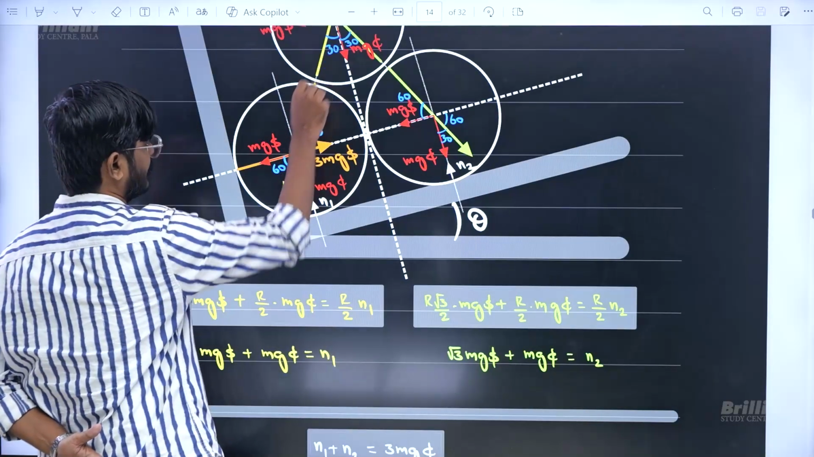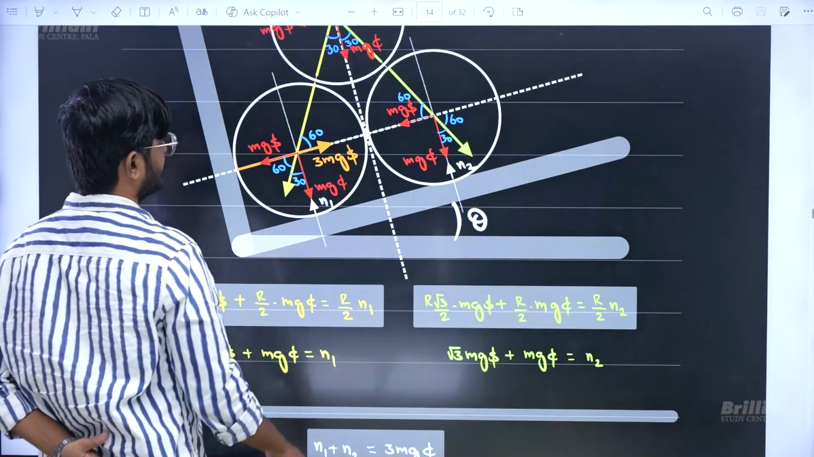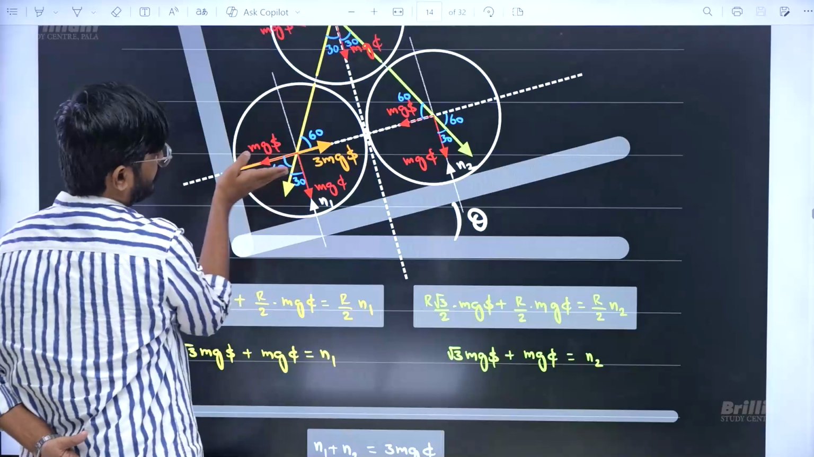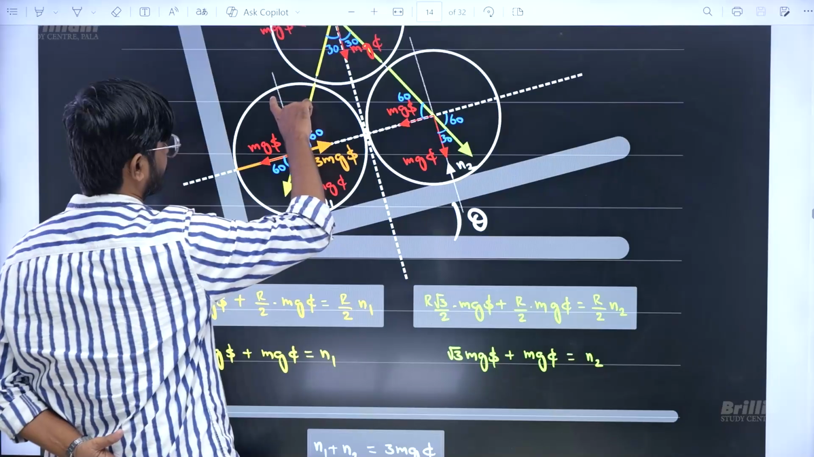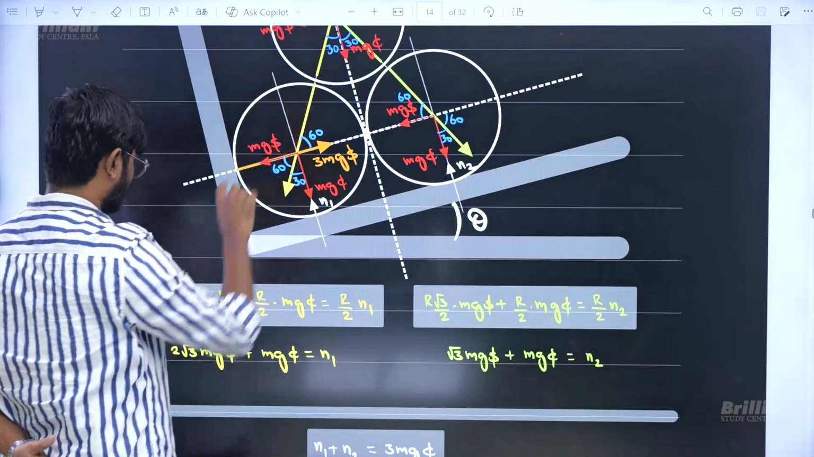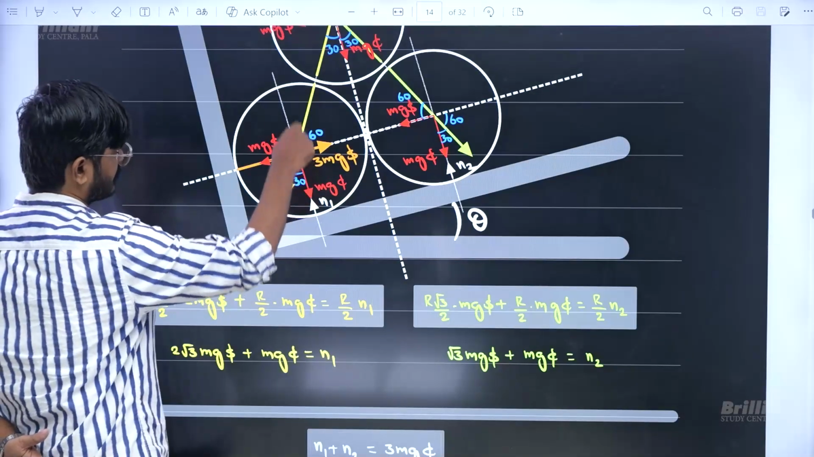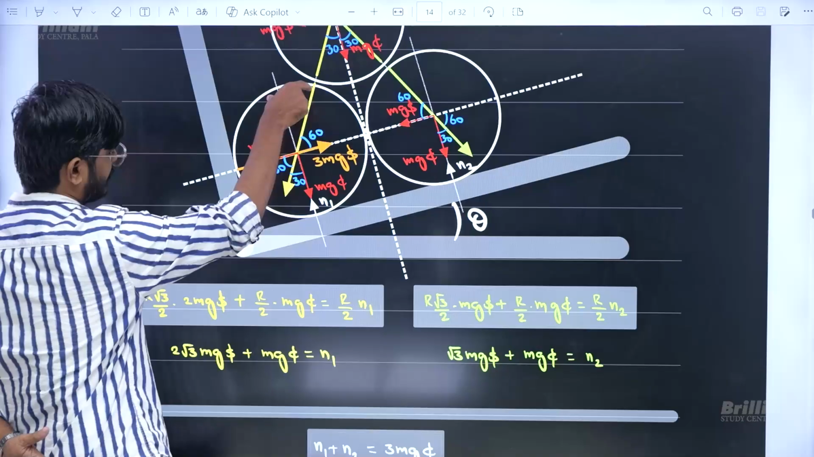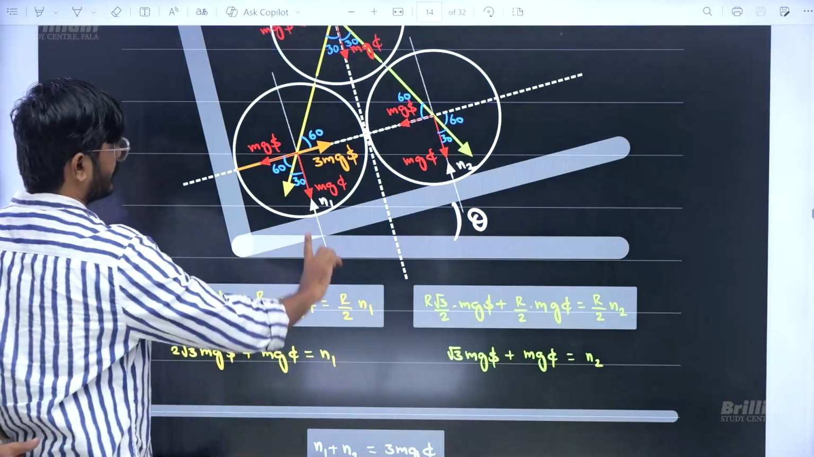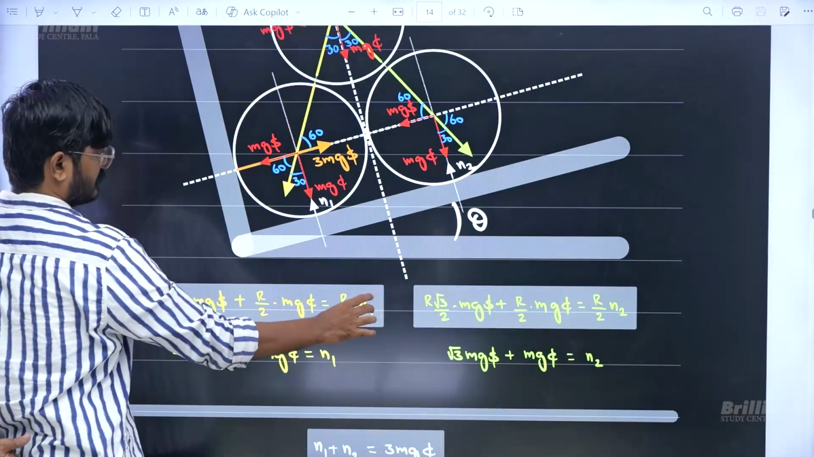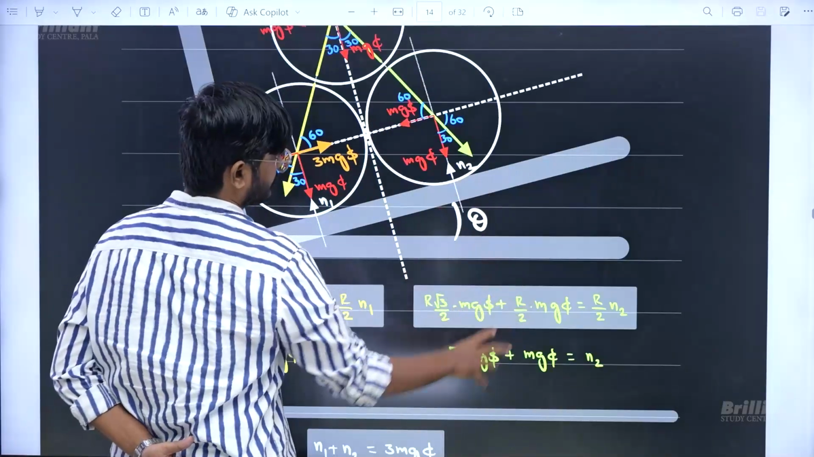If I take torque about this point, torque due to this force is 0. Now this net force is 2 mg sin theta. So torque due to 2 mg sin theta, the perpendicular distance is r cos 30, so root 3 r by 2 times 2 mg sin theta. Similarly, torque because of this force is this perpendicular distance, r by 2 times mg cos theta. Both are in the same direction, which is being opposed by torque due to normal. Similarly, if you take torque about this point, you will get this equation.